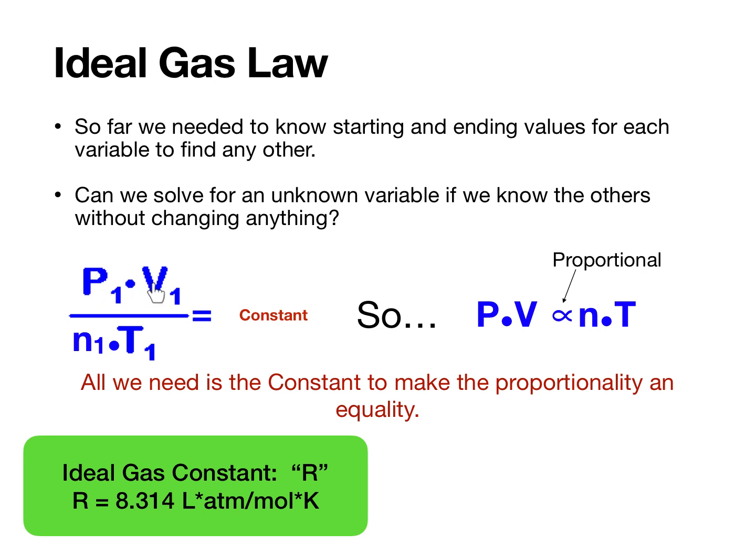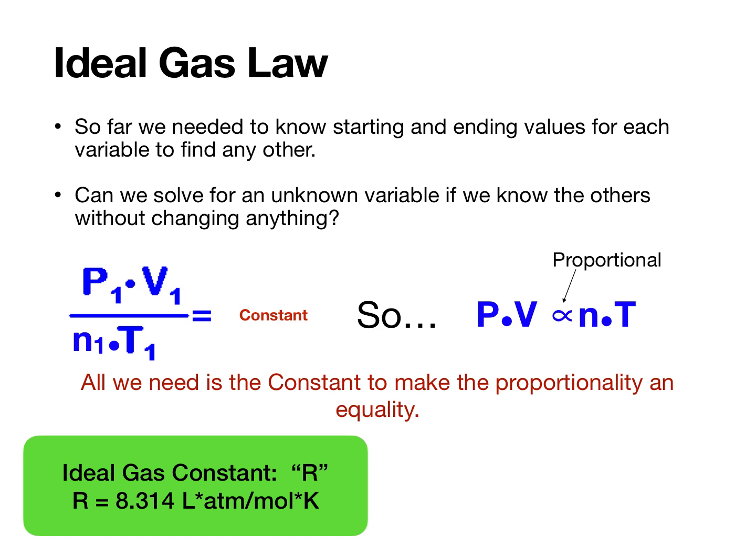We know that P1 V1 over N1 times T1 equals a constant value. And if I rearrange this so that the N1 and the T1 are on the other side, what I get is this relationship here. This means that the pressure and volume are proportional to the number of moles and the temperature of the gas. Proportional is not the same as an equality. They are not equal to each other, they're proportional to each other.